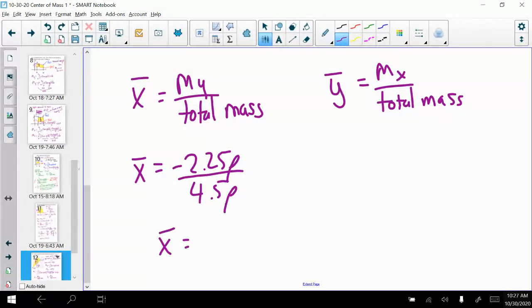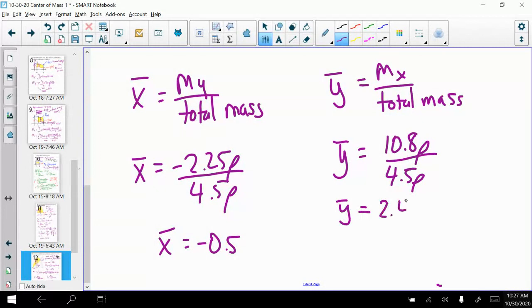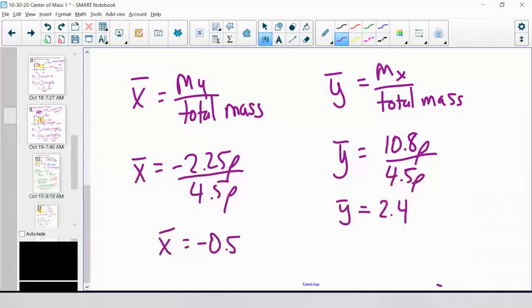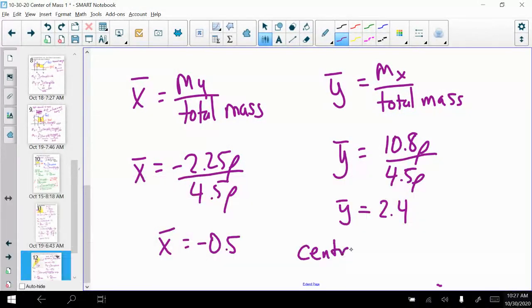So I got x bar to be -1/2. Y bar, of course, is my mx, which was the 10.8 rho over my total mass of 4.5 rho. And so I got that to be 2.4, which means our centroid or our center of mass, or our balance point is at (-0.5, 2.4).